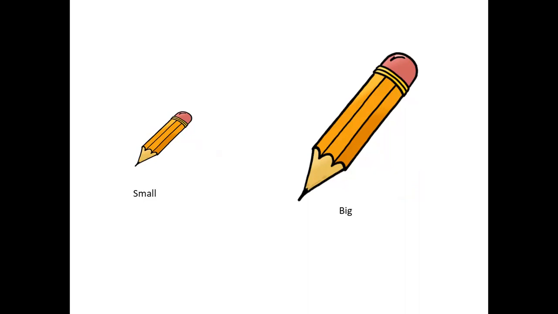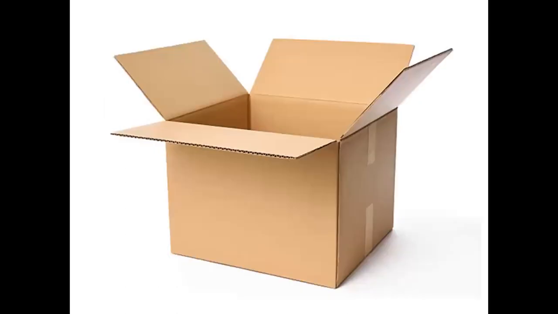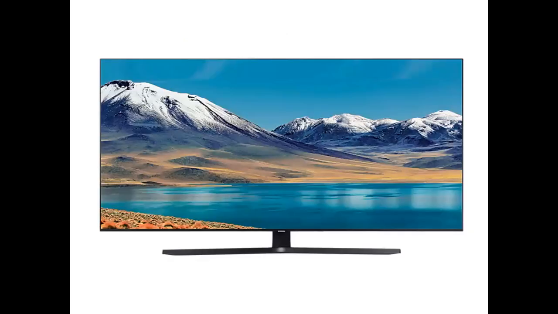Now, when we see an object, we are able to identify which one is small and big, right? So now let's all identify the objects here, which is big and which is small. Can we all do it together? Yes, come on. What is this? It's a box. Is this box small or big? Yes, it's a big box.